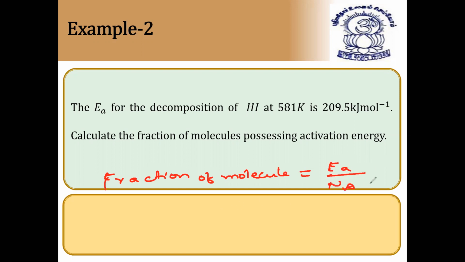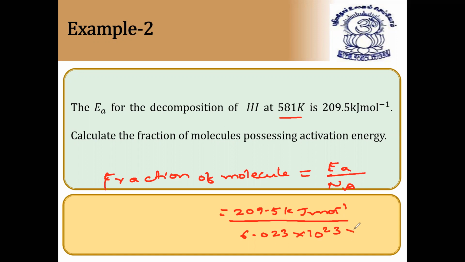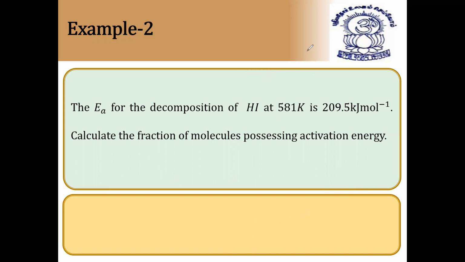If you do that calculation, you'll get the answer: 209.5 kilojoules per mole divided by Avogadro number, 6.023 into 10 to the power of 23, and 581 kelvins is also given, so into 581 kelvins. Because the fraction of molecules is nothing but e power minus Ea by RT. For 1 mole, you have to consider Avogadro number. So in this way you have to solve the question.